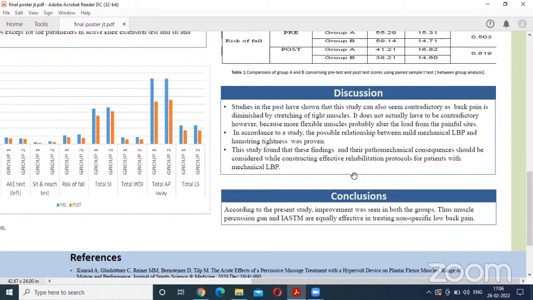Conclusion: according to the present study, improvement was seen in both groups, thus muscle percussion gun and ISTM are equally effective in treating non-specific low back pain.